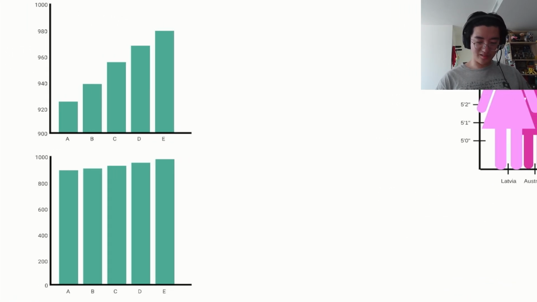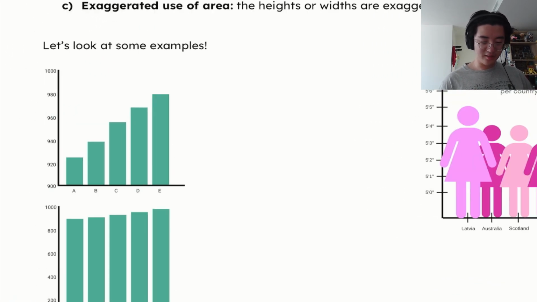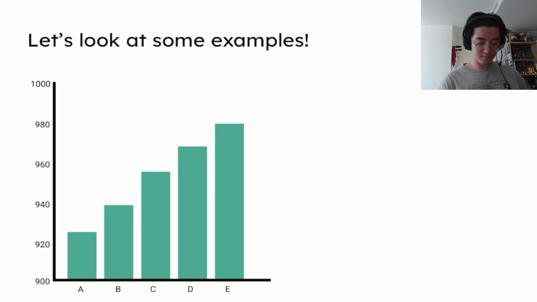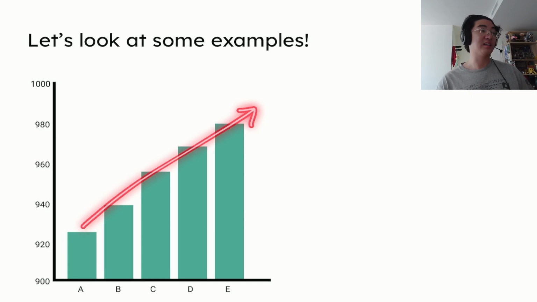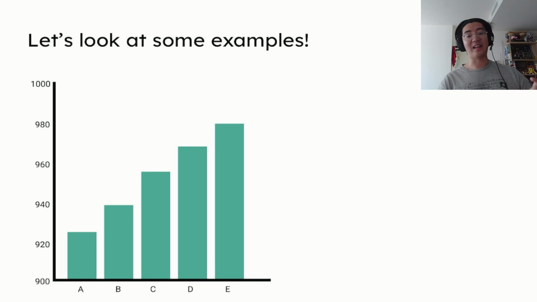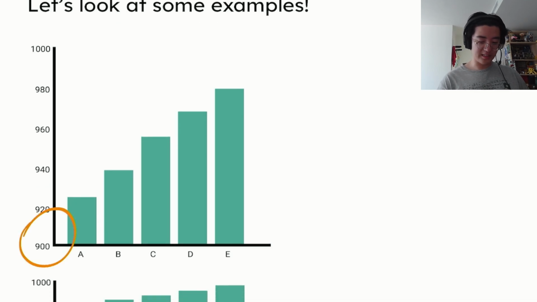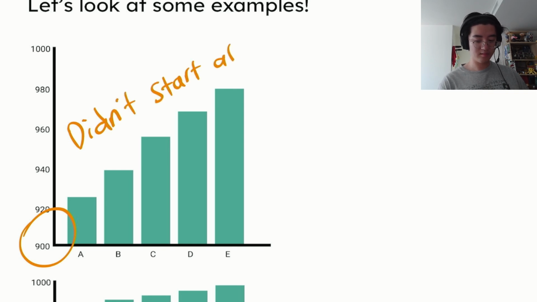So let's look at this one here, for example. All right, if you look at the first graph, we can see, wow, look at that. That's such a big difference here, right? Going from A to E, right? We can see right away that the bars are different heights, and they matter by quite a bit. But as we can see here, it didn't start at zero. It started at 900 instead.